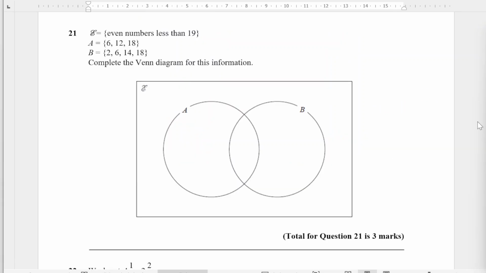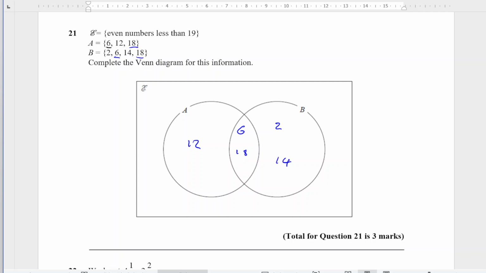Okay, question 21. So we've got the universal set is even numbers less than 19. Set A is 6, 12, 18. Set B is 2, 6, 14, and 18. Complete the Venn diagram for this information. So I'm going to start with the numbers that they have in common. So 6, and they also have an 18 in common. So 6 and 18 would go in the intersection, the center section. Set A also has the number 12. Set B also has the numbers 2 and 14.